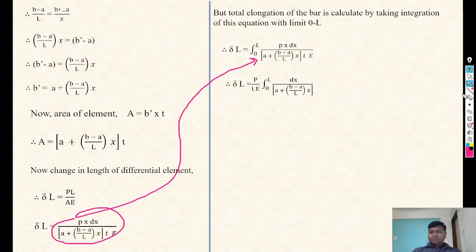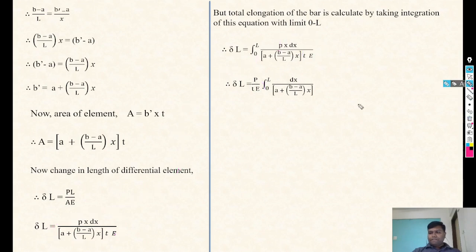Now next, take the constant terms out of the integration. These three terms, P, t, and E, are the constant terms. So just take these constant terms out of the integration. So the equation will be delta L is equal to P by tE, integration from 0 to L of dx divided by (a plus (b minus a) by L into x).